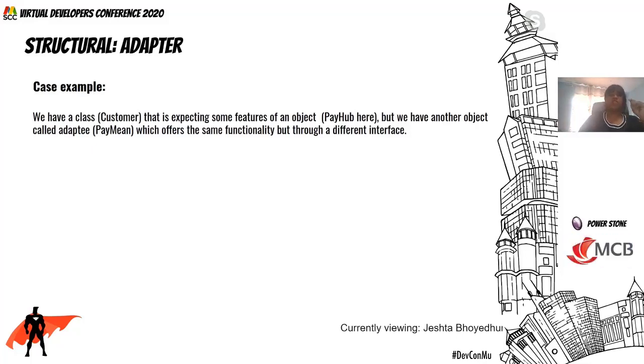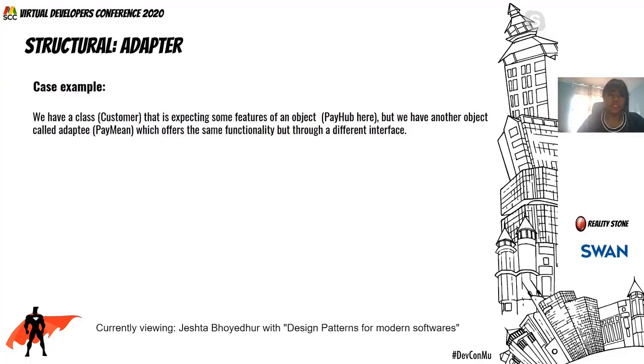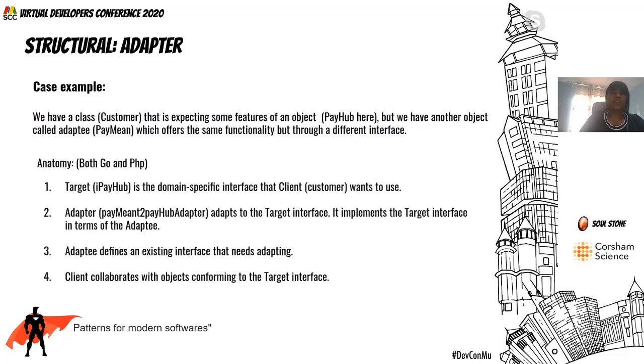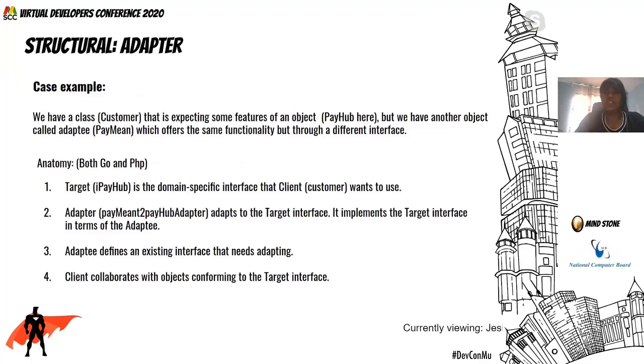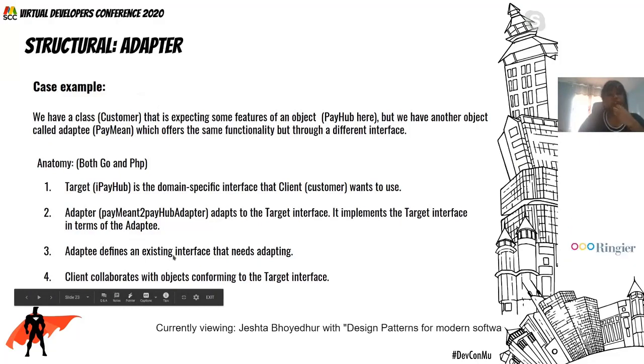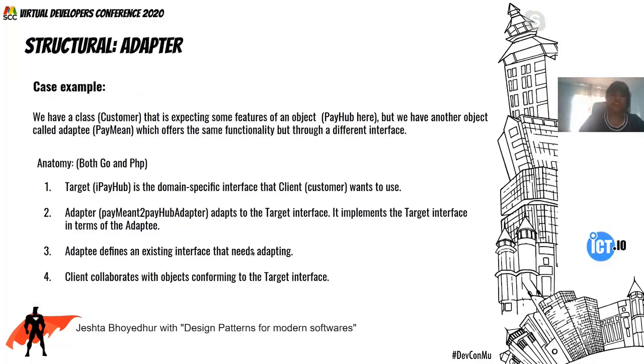We have a class, which is a customer, that is expecting some features of an object, which is a PayHub. But we have another object called adaptee, which is payment, which offers the same functionality but through a different interface. So the anatomy for Go and PHP, we need to have a target, which is a PayHub interface, a payment to PayHub adapter, which adapts to the target interface, the existing interface that needs adapting, and a client to collaborate with objects conforming to the target interface.